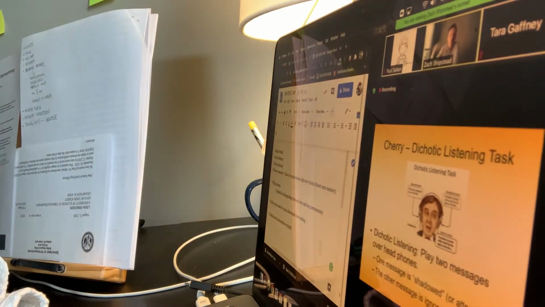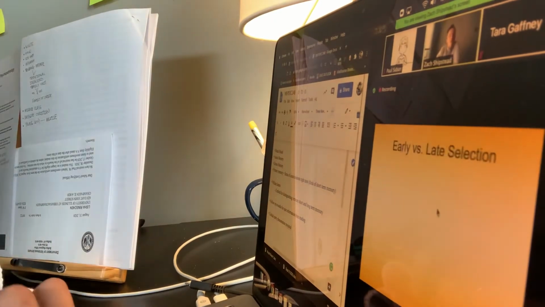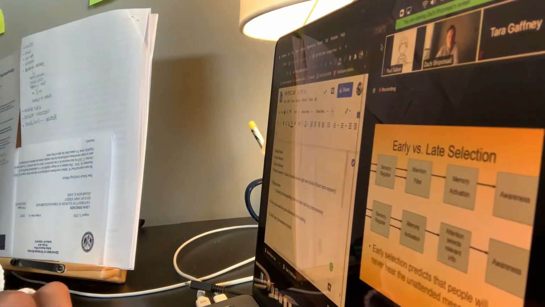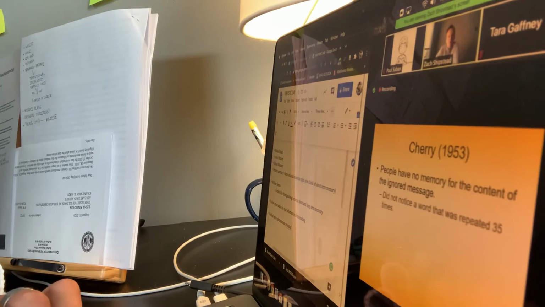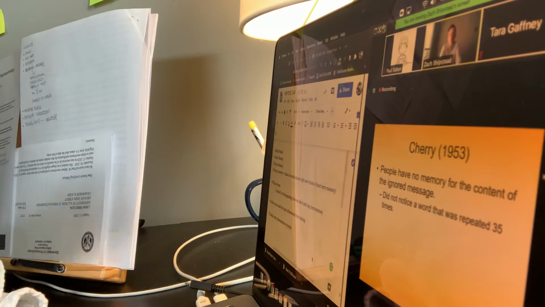We call the one that I'm repeating the shadowed message. And so what do people remember about it? Cherry said that people don't remember anything about the content of the ignored message, right? The content is completely lost. So if you repeat a word 35 times in the ignored ear, people don't report hearing it.